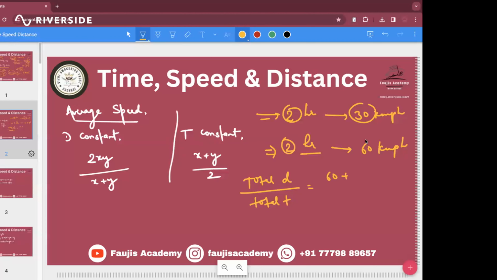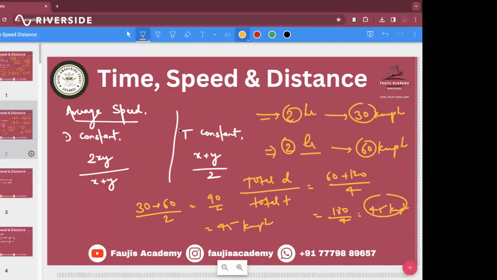That means 180 divided by 4, which is nothing but your 45 kmph. And what is 45 kmph? This is nothing but the average of 30 and 60, divided by 2. That means 90 by 2 is equal to 45. Okay, 45 kmph. Right, guys, what you see over here is that time is constant.